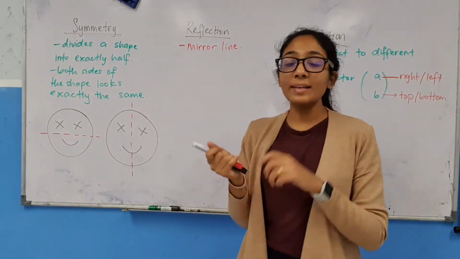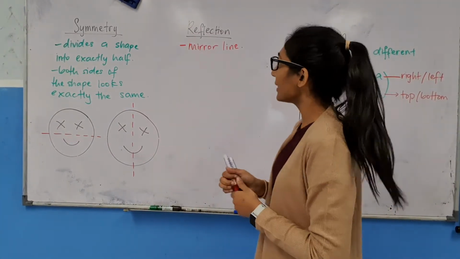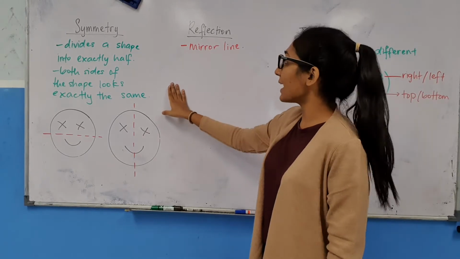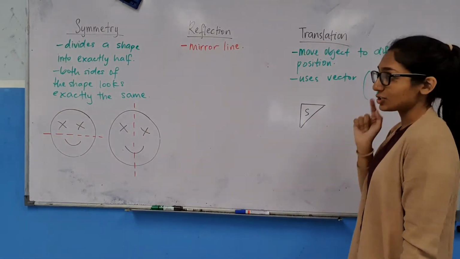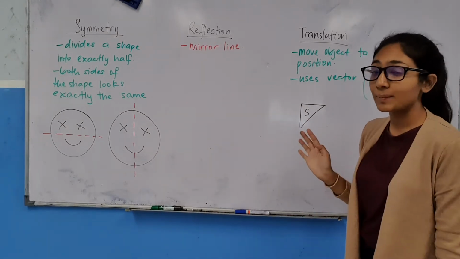Okay class, hi everyone, let's just do a recap of this week's lesson, okay? Let's look at the first one. We looked at symmetry, we looked at reflection, and we looked at translation this week. So let's just go through briefly one by one.